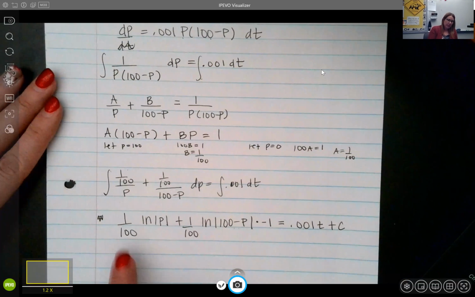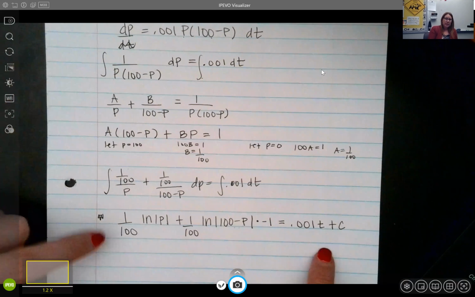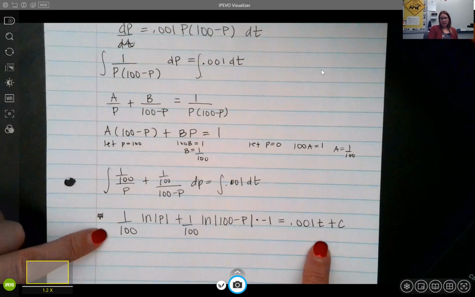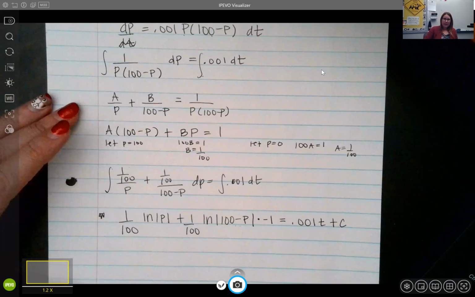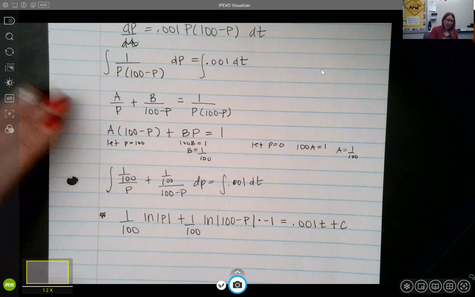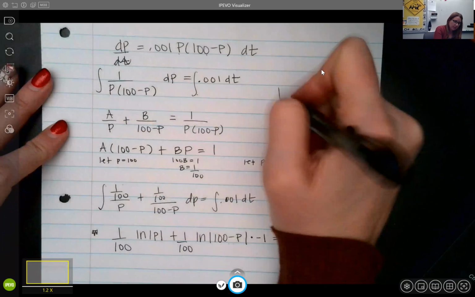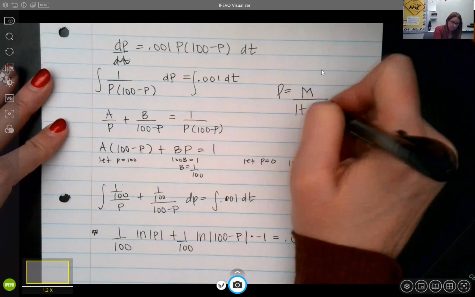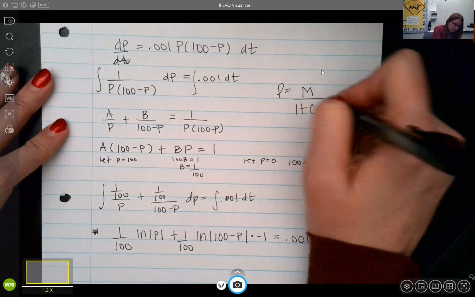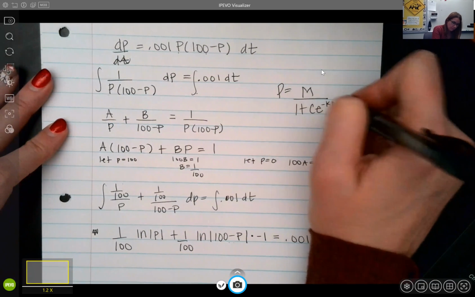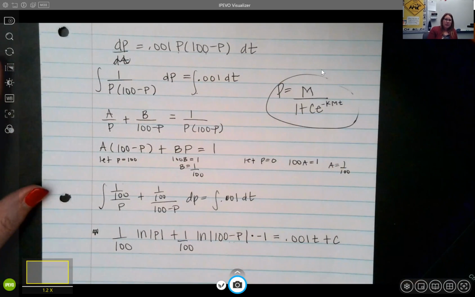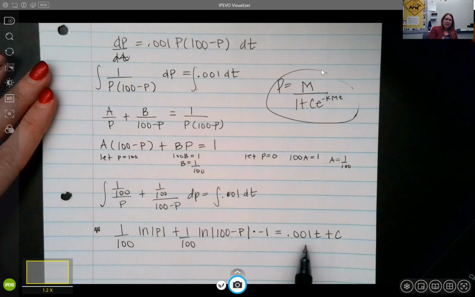Okay, so we've taken the integral. Now I need to take this equation and solve for P, and manipulate it so that I can get it in the form that we just learned, where it says P equals. I'm going to write this right here so you can see the form that we want to get it into. Now this one is a negative, so don't lose that negative sign. Okay, so this is what we're going for: P equals.